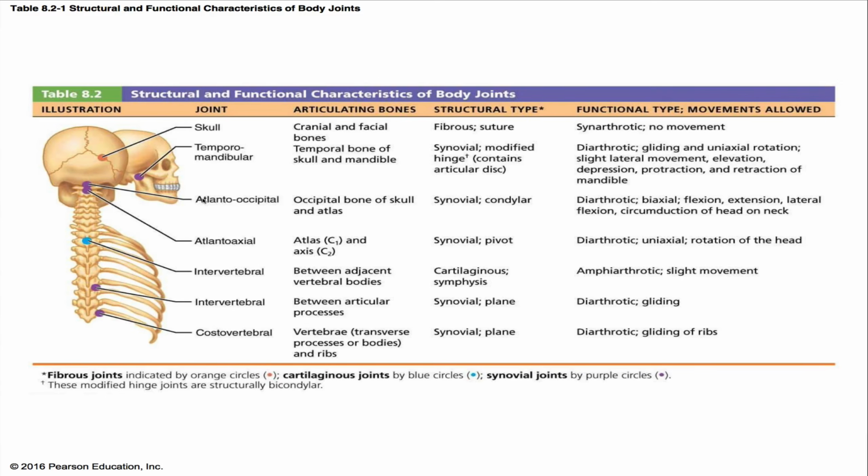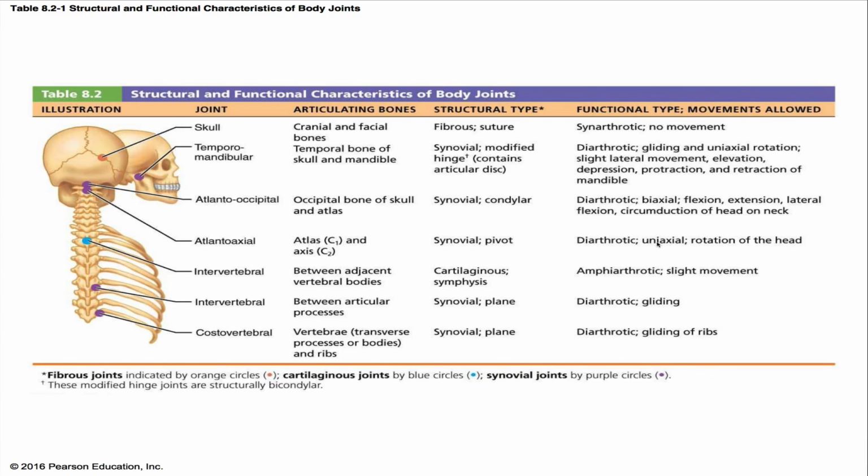But let's move forward. You have this atlanto-occipital joint, and as the name implies, it's the occipital bone of the skull and the atlas, the very first bone of your cervical spine. And this is also a synovial condylar joint. It's diarthrotic. It's biaxial: flexion, extension, lateral flexion, circumduction of the head on your neck. So again, you have a very wide degree of motion over here. The next one is this atlantoaxial joint, and this is where you have, again, as the name implies, your atlas and axis, C1 and C2, articulating, and it's a synovial pivot joint. It is diarthrotic.